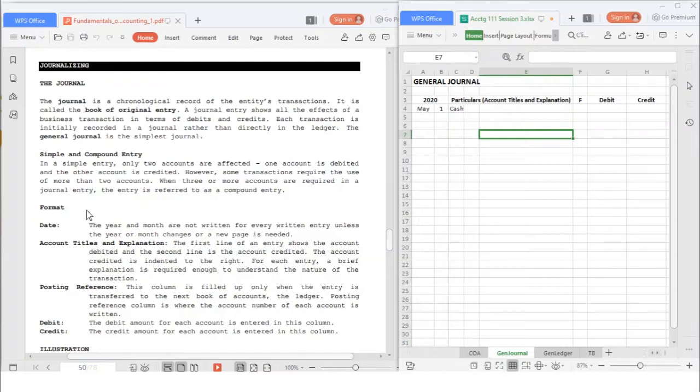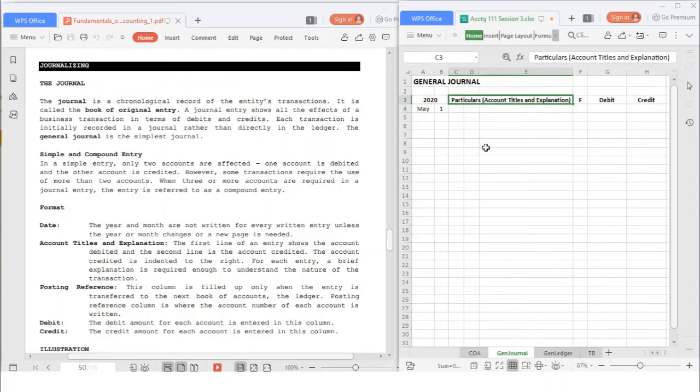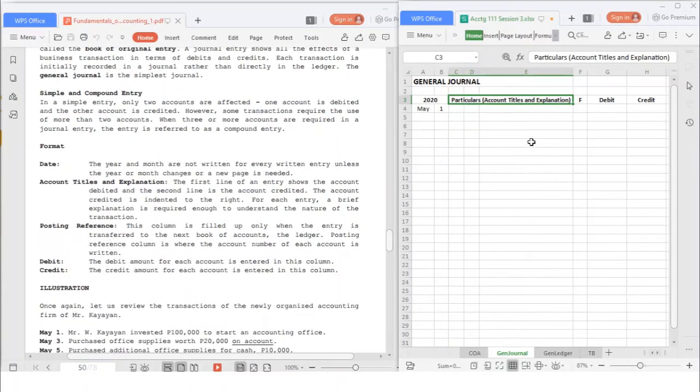However, there are some transactions that require the use of more than two accounts. When three or more accounts are required in a journal entry, the entry is referred to as a compound entry. Now, what is the format of your general journal? As you can see here, there is a column for your date, with the year, the month, and the specific day. Next, you have a column for your particulars, wherein you put your account title and the explanation.